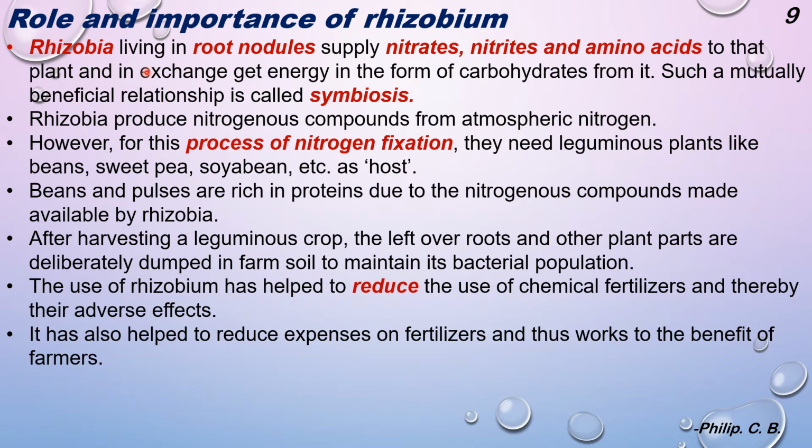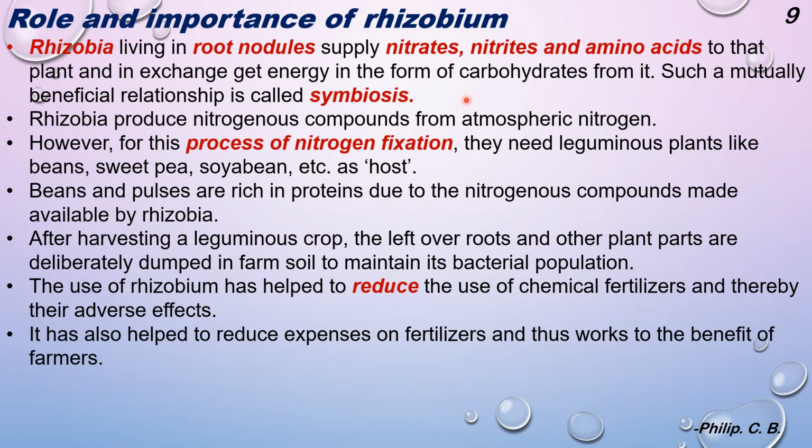Now, role and importance of Rhizobium. Rhizobia living in root nodules supply nitrates, nitrites and amino acids to the plant, and in exchange get energy in the form of carbohydrates from it. Such a mutually beneficial relationship is called symbiosis. In simple words, it's like all of you helping your friends with materials or studies, with books, right? Same way here, rhizobia living in the root nodules get accommodation.